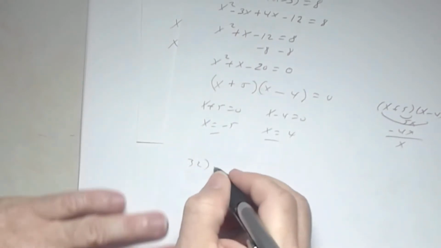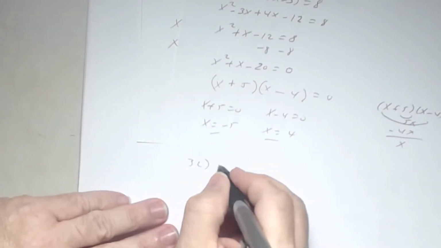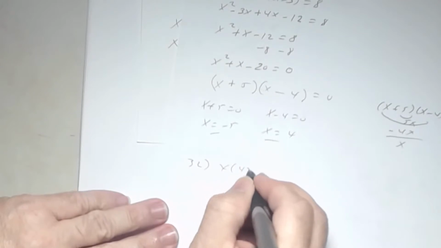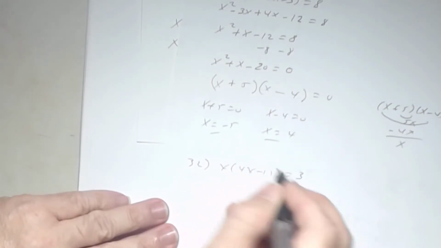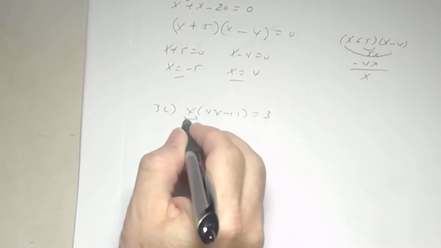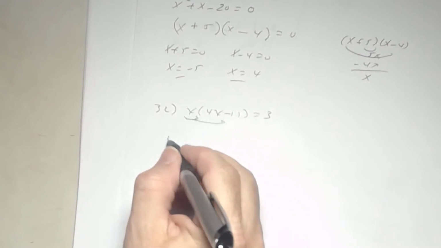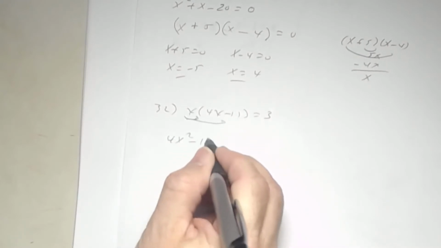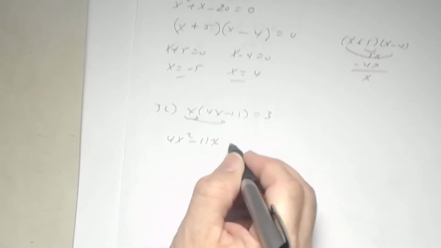Yeah, now, if you look at 32, right. But you said FOIL. So if you have this one, this is 32. You wouldn't FOIL the left side. You use the distributive property. So you get 4x squared minus, oh, I can't read it. 11x equals 3. Okay, now what?